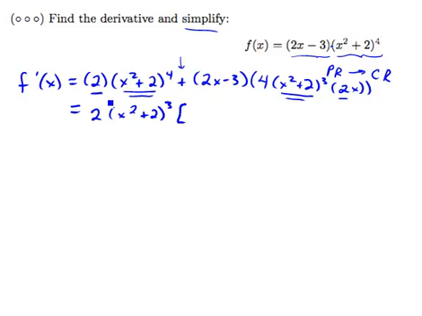Now that leaves behind an x squared plus 2 on the left side of the plus sign. And here's that plus sign from our original product rule. On the right, I've got a 2x minus 3, and I've pulled the 2, so I'm left with the 4 and the x.